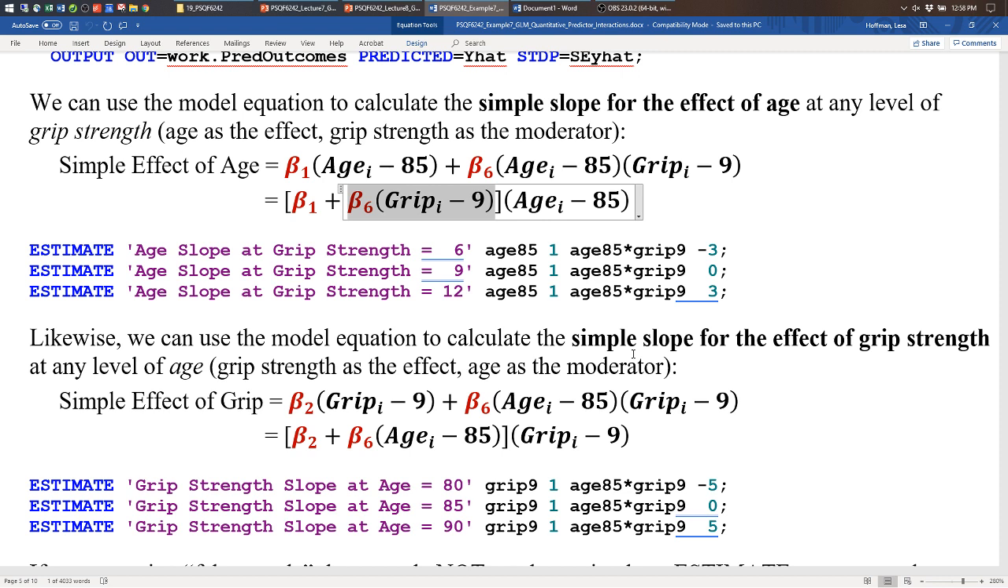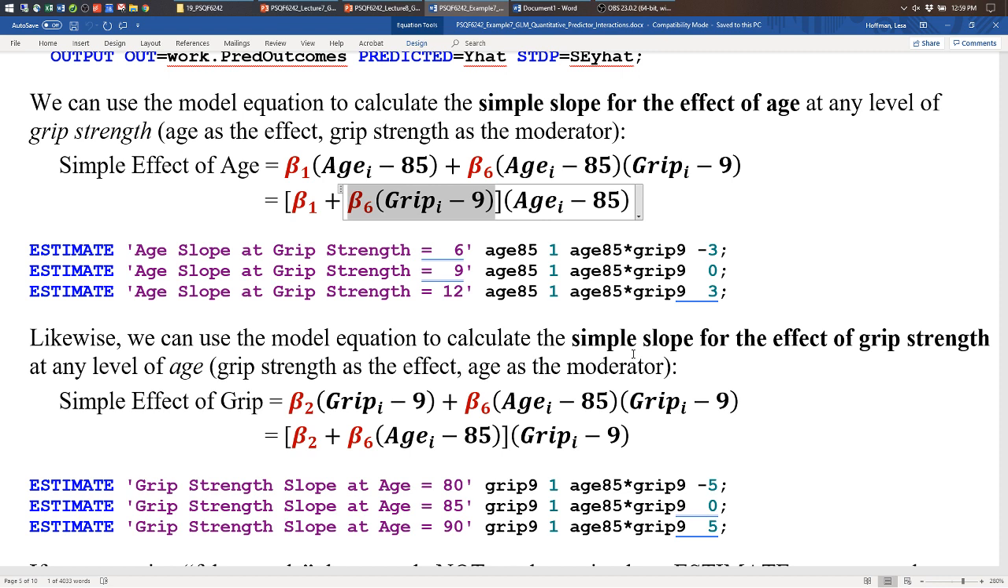The second one is what it would be if grip strength is 9. Did I actually need to write this one, or is this going to show up somewhere else already on my output? Need to write it, or somewhere else? Somewhere else. Where is it going to show up? Where would this answer show up if I put this, say, in a homework, for example? It would be the beta 1. It would be in the solution for fixed effects next to the main effect of age.